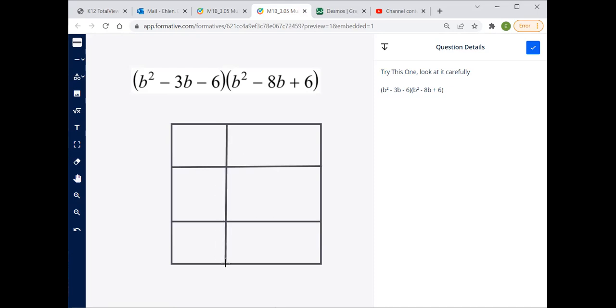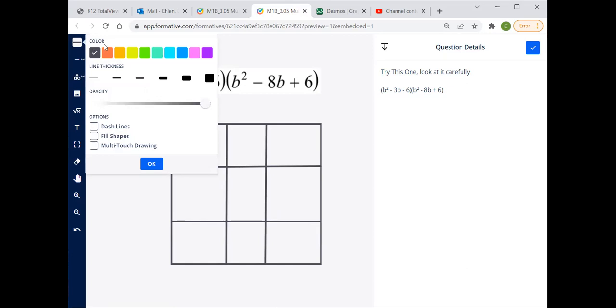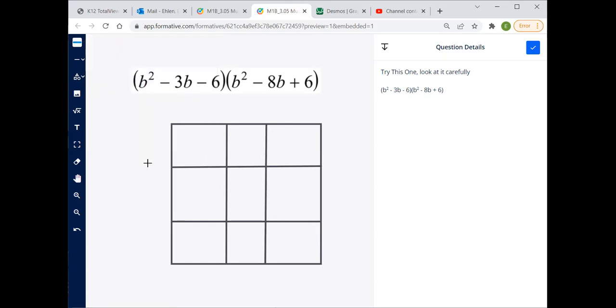So don't spend all day doing it. See, look, I even made mine wonky. All right, so b squared minus 3b negative 6. Make sure each term has their sign with it.